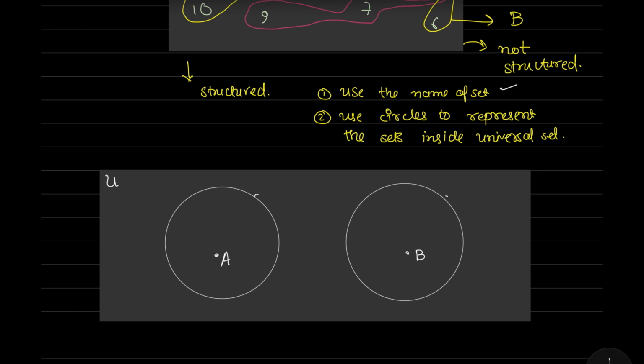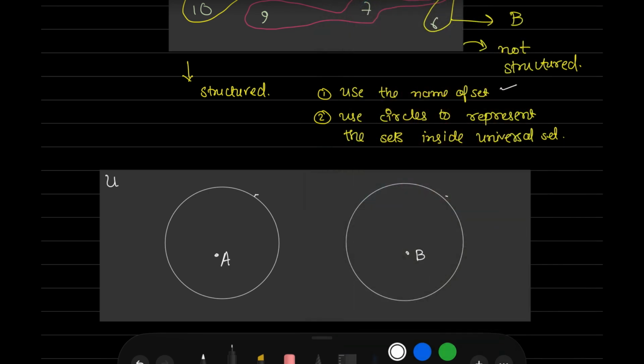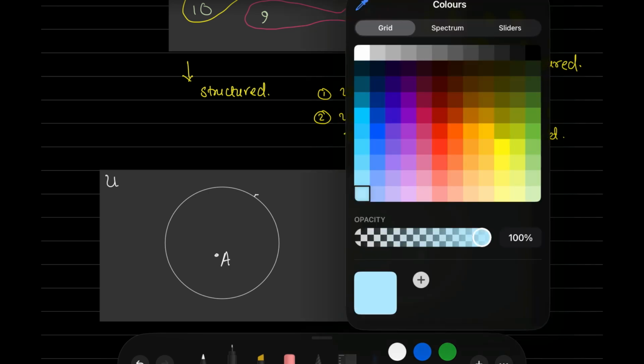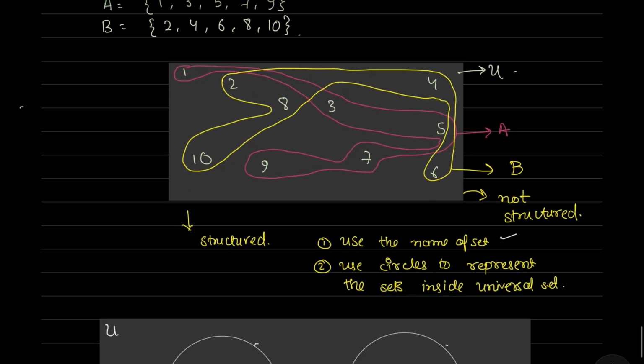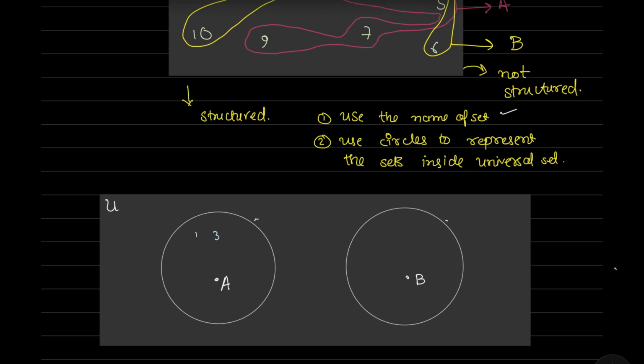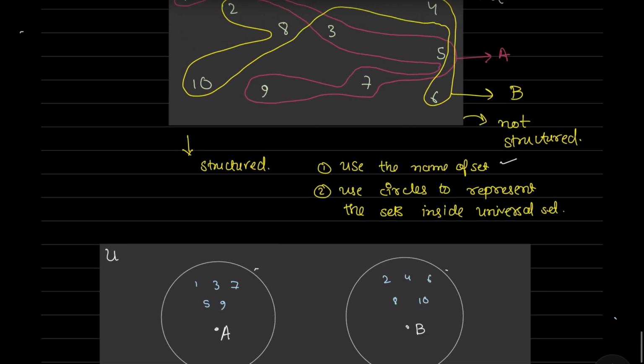Alright, now to get a bit more detail, this step is optional. You can also write what all elements are included inside A and B. For example, we have 1, 3, 7, 5, 9. Here we have 2, 4, 6, 8 and 10. Alright, all done.